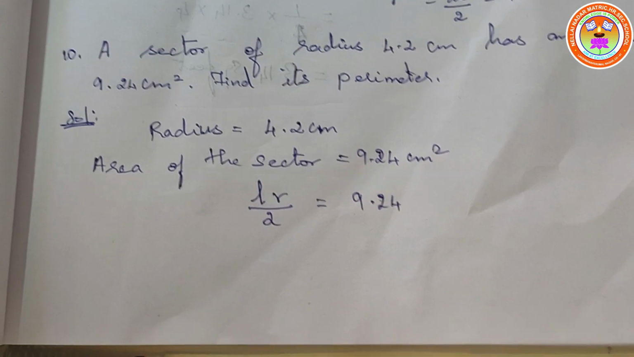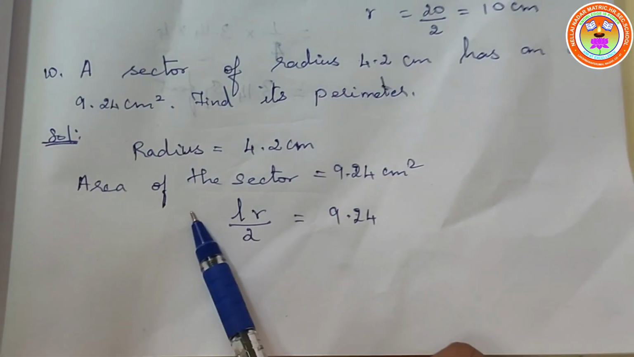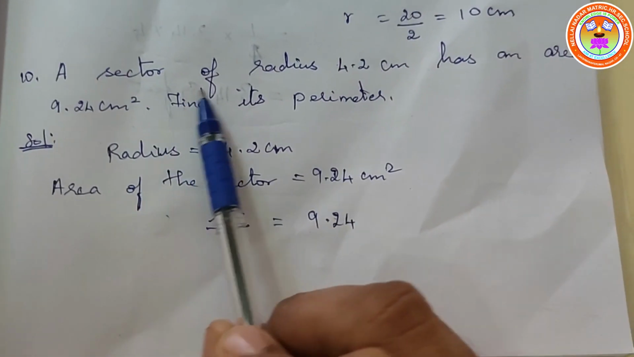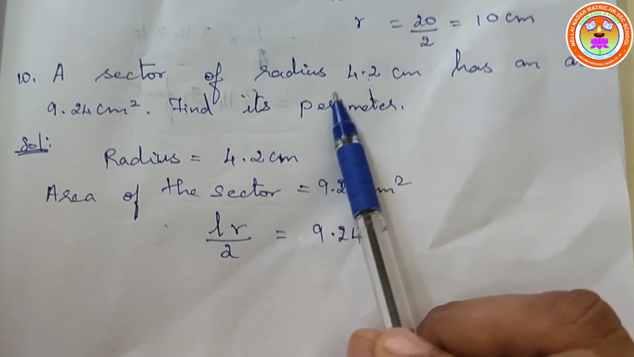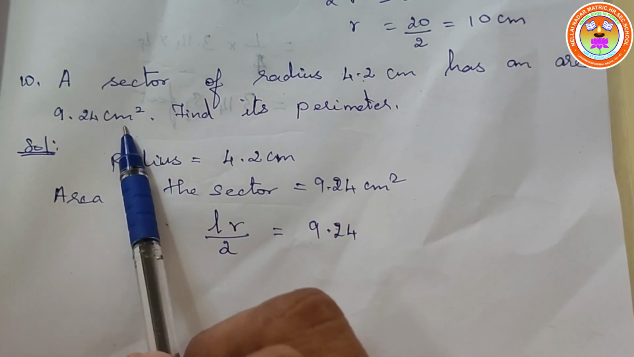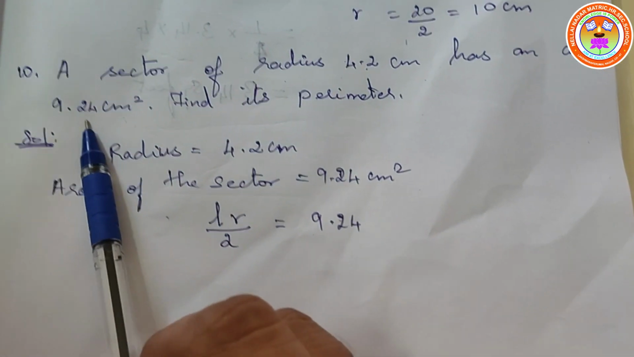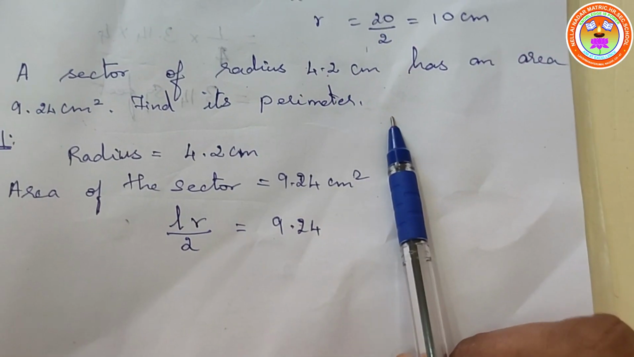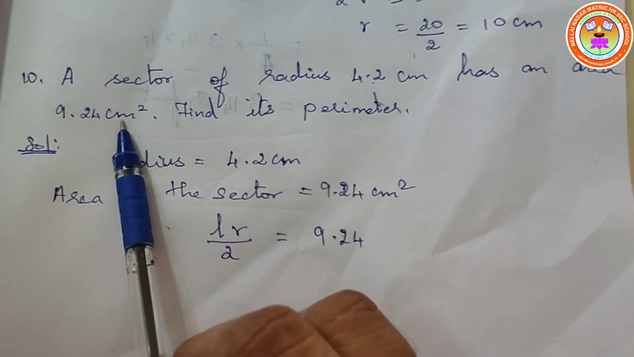Yes. The next question is the 10th question. Write the question and write the answer in the classwork. A sector of radius 4.2 centimeter has an area 9.24 centimeter square. Find its perimeter. The radius and the area is given. We have to find the perimeter. From the area, we are going to find the length of the arc.